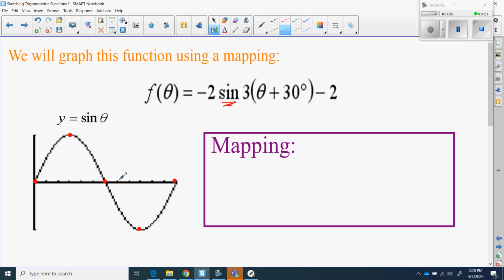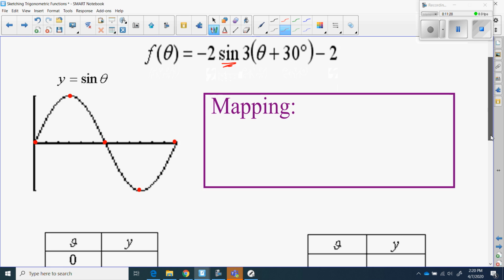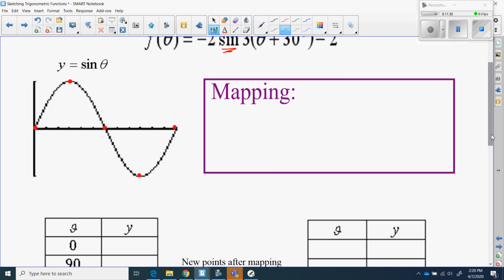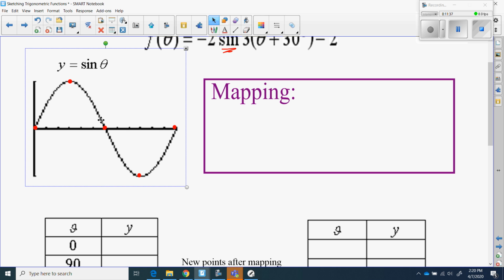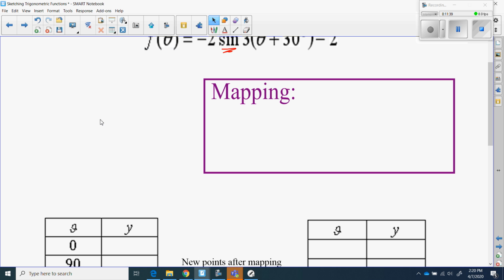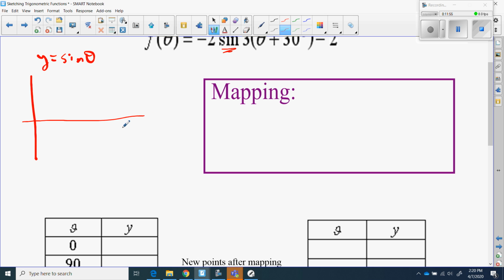If I was going to show you a way to do this by hand, let's suppose this wasn't here. You say, well, how am I going to do that? How am I going to make that little graph if it's not given? Well, what you're going to do is you're going to say, here's my base graph, y equals sine of theta, and you're going to make a little axis like this.